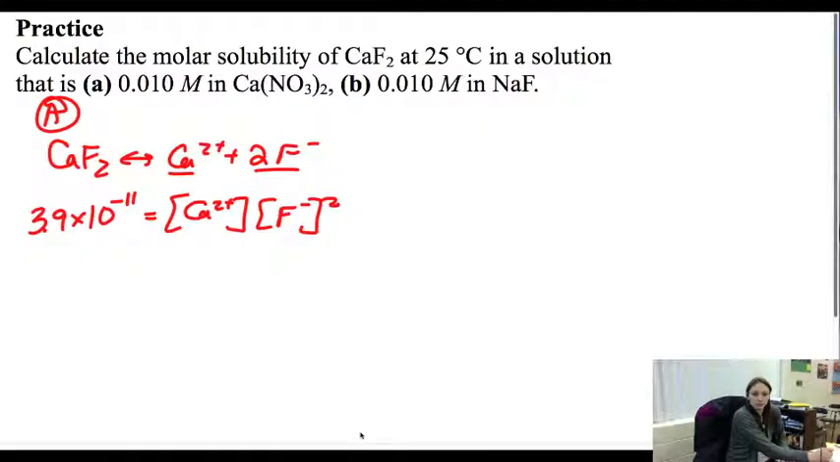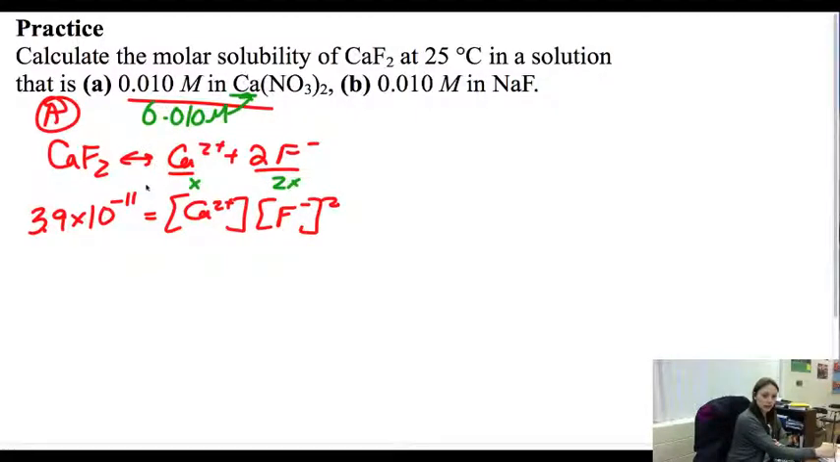If I have a 0.01 molar solution of CaNO3, I don't care about the NO3. All I care about is that I'm going to have an extra 0.010 molar of the calcium ion. Now when we have this equilibrium, let's remember that this is going to want to shift to the left, but my ions in the first part are going to go to the right. So I would normally have X here and 2X here, but I have a common ion, so I have 0.01 to begin with. So I have 0.01 plus X, and then I also have the 2X.